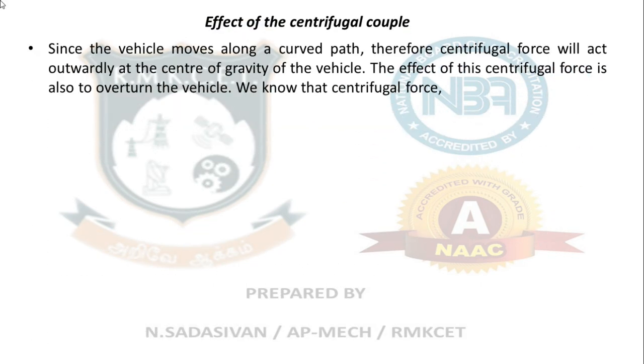Now what about the centrifugal couple? Now you are taking a turn. You are going around a path. Naturally, centrifugal force will come into the picture. It will tend to take you out. So centrifugal force is m omega square r. Omega square can be written as v square by r square, multiplied by r. So I'll cancel one r, it becomes m v square by r.